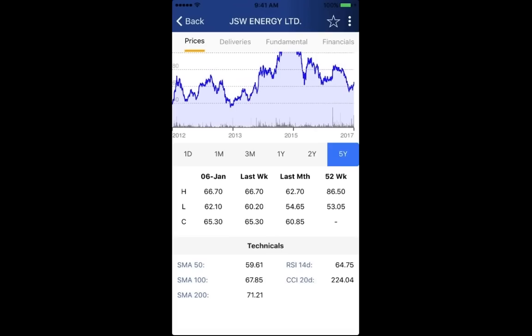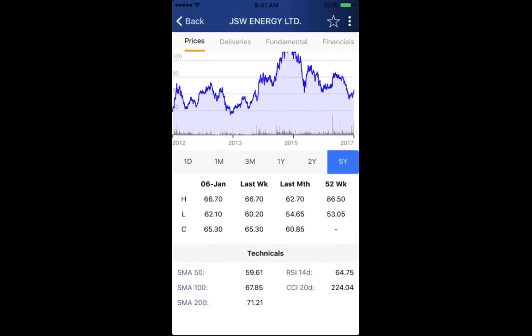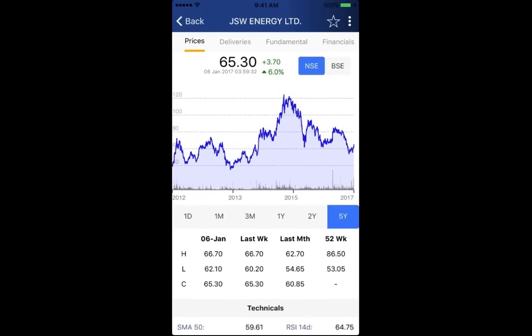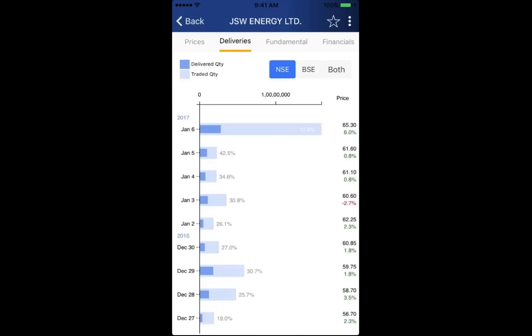Now you will notice that a little below there is a small section on technicals. We'll soon have a separate section altogether. But over here it tells you the simple moving average values 50, 100 and 200. We'll come back to this section a little later. And the RSI 14 period and the CCI 20 period on the daily. You see the D, these calculations are done on the daily charts.